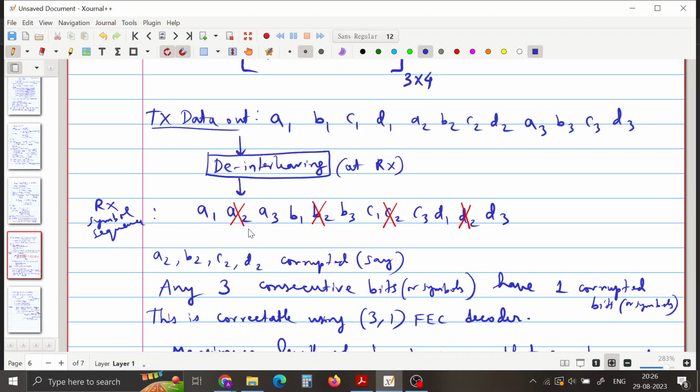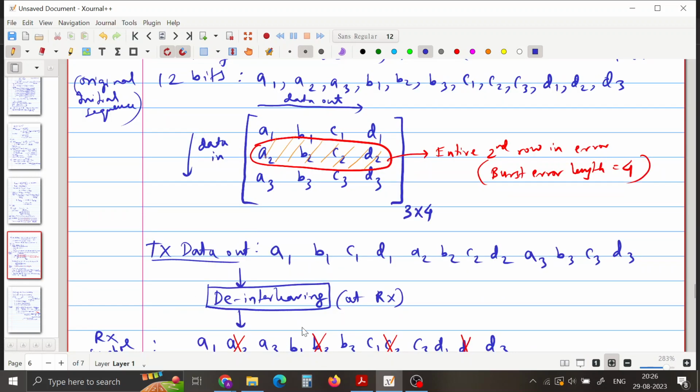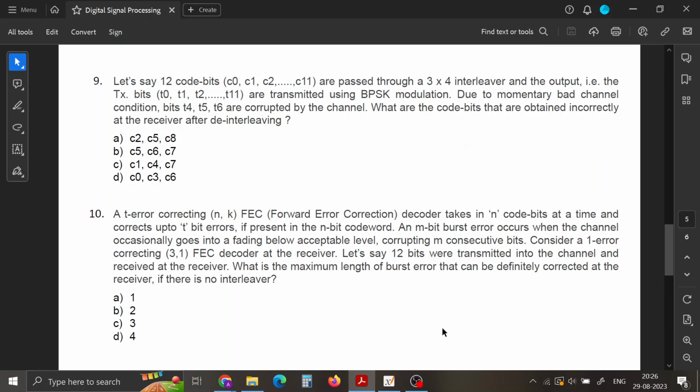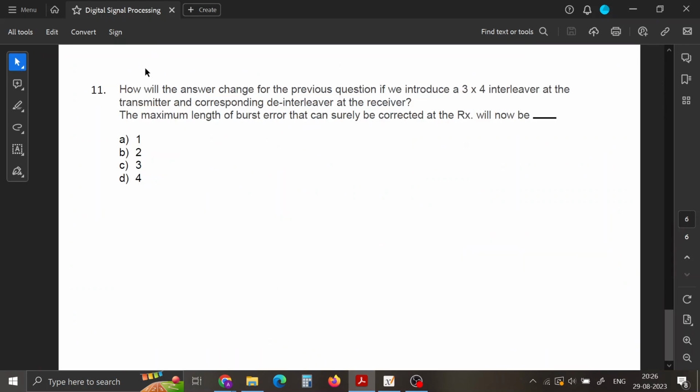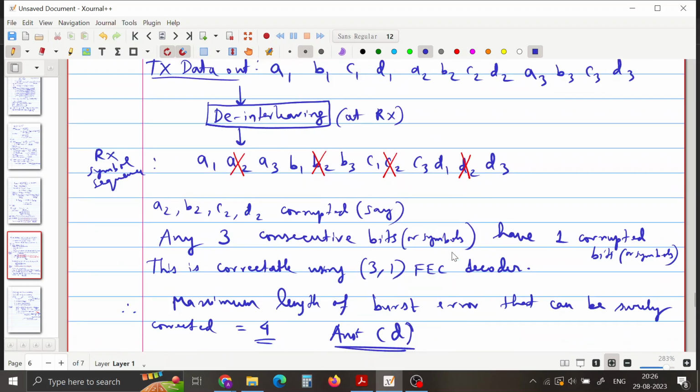So this is one possibility you have taken, and that's the best you can do. It is asked in the question, with A2, B2, C2, D2, what is the maximum length of burst error that can be handled? The maximum can be four only. Yes, that's the best you can do.